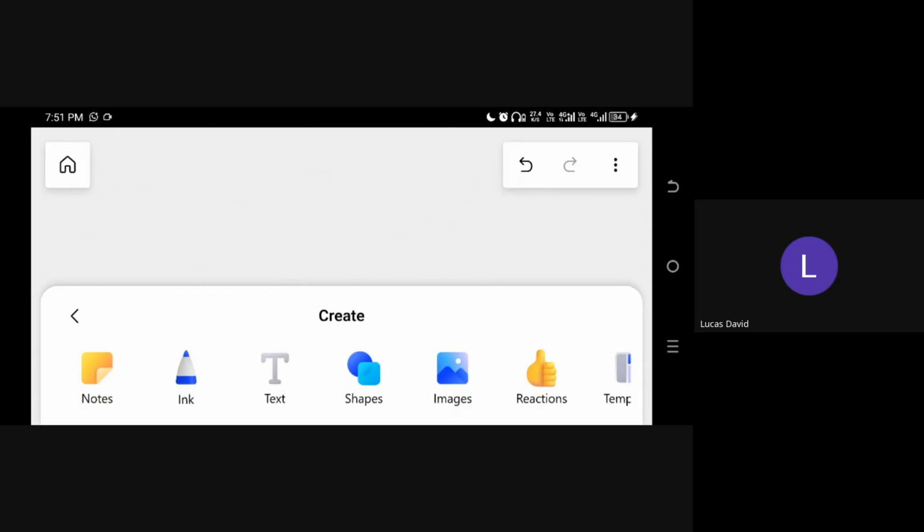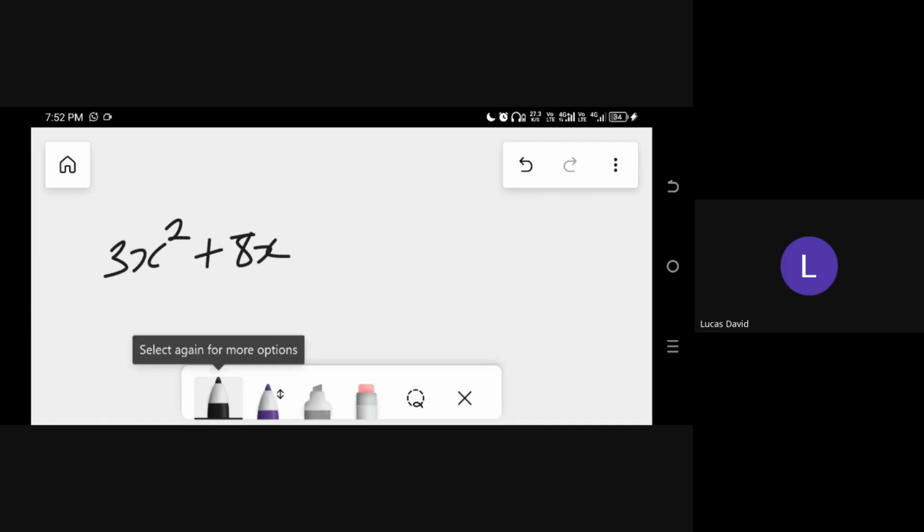Let me just write something here. In a situation where it is not equals to 0, maybe you have 3s to the power of 2 plus, let's say, 8s equals to 10. So you can see that it's not equals to 0. Okay, I'll let you say equals to 12.